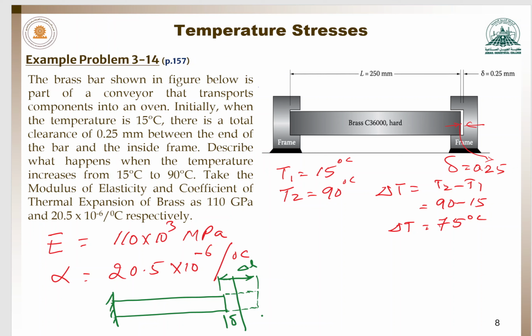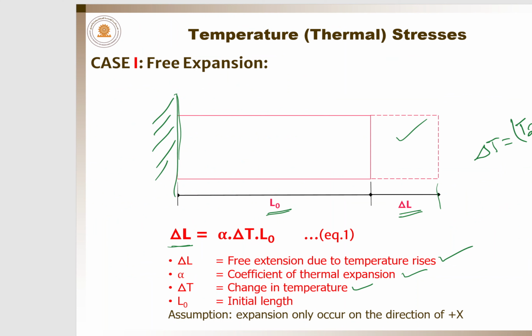Now what will be this value? I can write delta L naught is equal to delta L minus delta. Correct? Okay. So now delta L naught is equal to delta L minus delta. Now what is the value of delta L? Delta L you can easily find out. What is the formula for delta L? The formula for delta L would be alpha delta T into L, is it not?